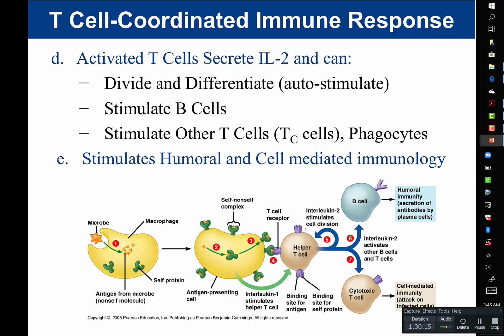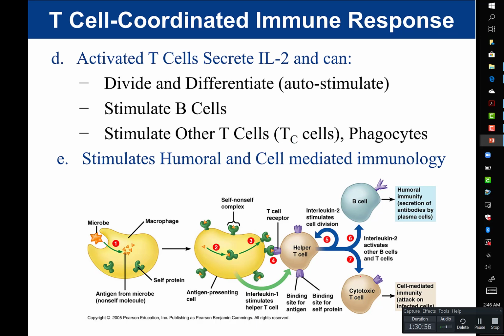Now, when the T helper cell becomes activated, that T helper cell is going to secrete interleukin 2. Interleukin 2 is going to activate itself, so it's going to auto-stimulate itself to divide and differentiate. It's going to stimulate B cells, and then those B cells can carry out humoral immunity. Interleukin 2 is going to activate my cytotoxic T cells, and that's going to lead to cell-mediated immunity. And so your T cell response basically is going to help activate everybody.